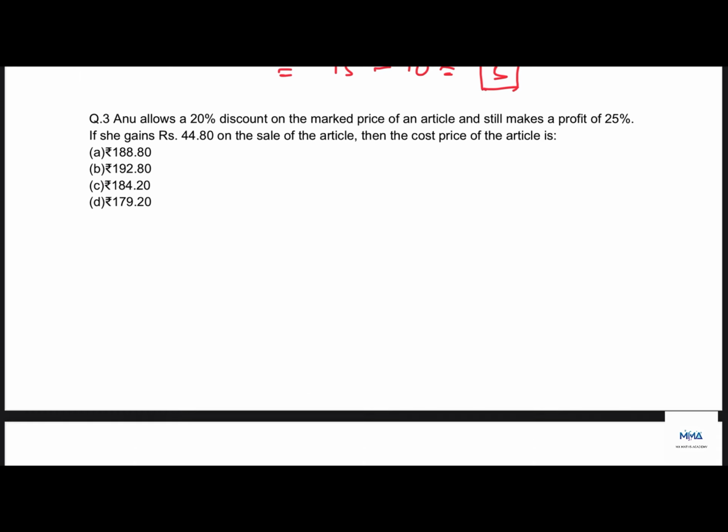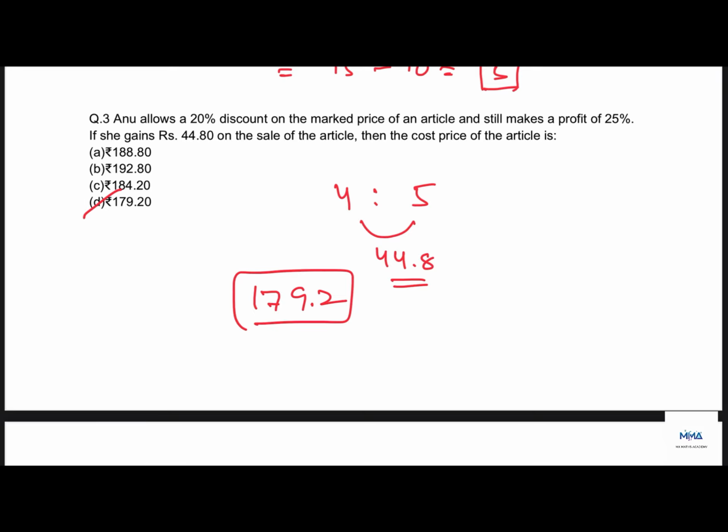Anu allows a 20% discount on the mark price of an article and still makes a profit of 25%. If she gains rupees 44.8 on the sale of the article, then the cost price of the article is? Here there is nothing to do with the first part of the question. So she's making a profit of 25%. So CP to SP is 4:5. And here the profit is 1 unit. They've given that this is equal to 44.8. You need to find out the cost price, which is 4 units. 4 into 44.8 is 179.2.